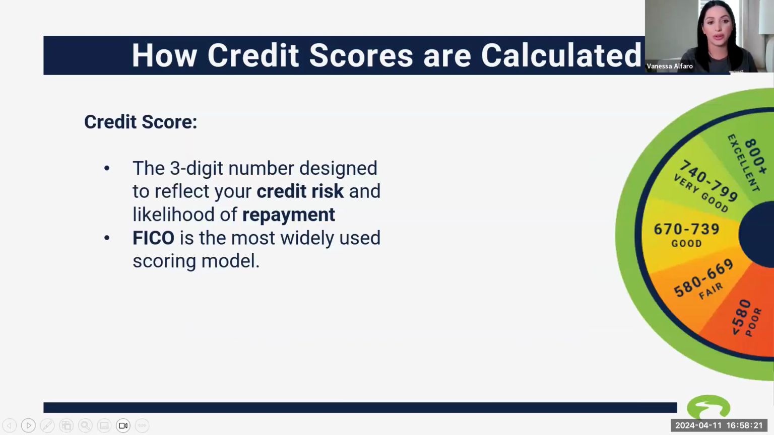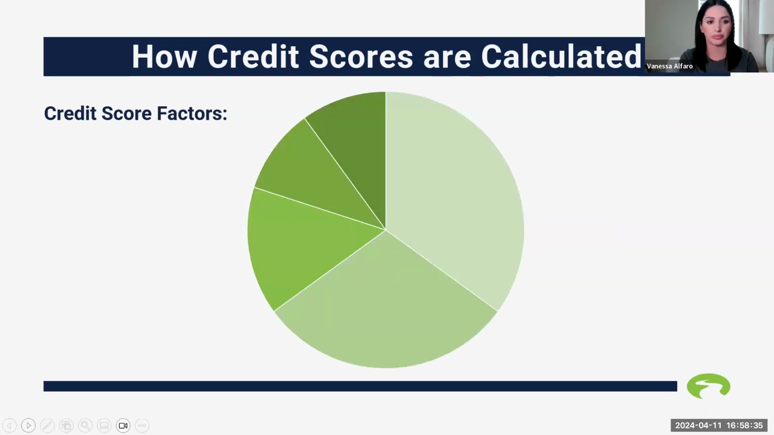So we all have a 3-digit number that is assigned to us based on our payment history or credit risk, and this helps determine the likelihood of repayment. And this is the most commonly used scoring model with lenders. So we're going to talk about how this is calculated. What makes up most of the pie here?